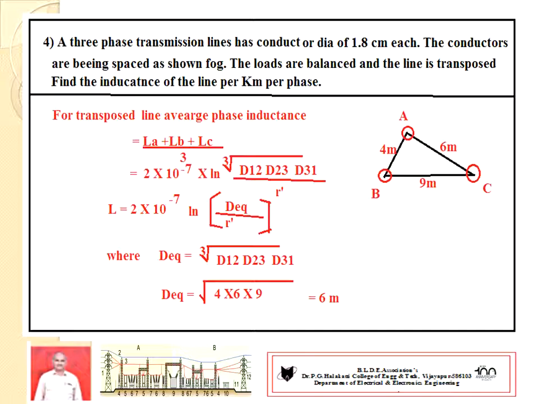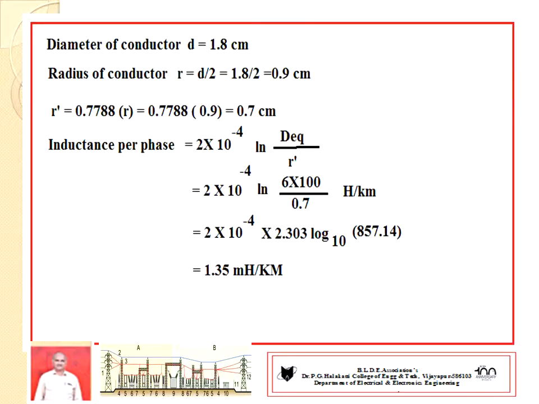D equivalent equals the cube root of D12, D23, D31. So this value becomes, again under the cube root, 6 meters. Diameter equals 1.8 centimeter, so radius equals 1.8 by 2, 0.9 centimeter. Go for calculation of R dash, 0.7 centimeter. Then the inductance per phase is 2 into 10 to the power of minus 4 ln D equivalent by R dash. So we get 1.35 millihenries per kilometer.